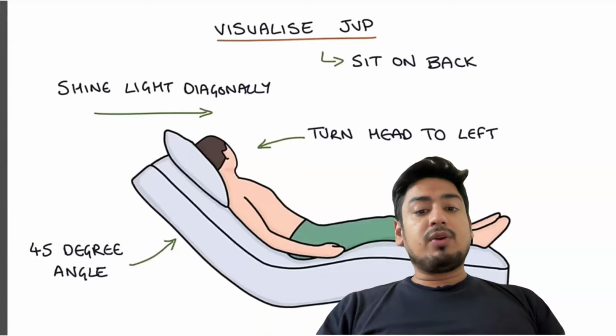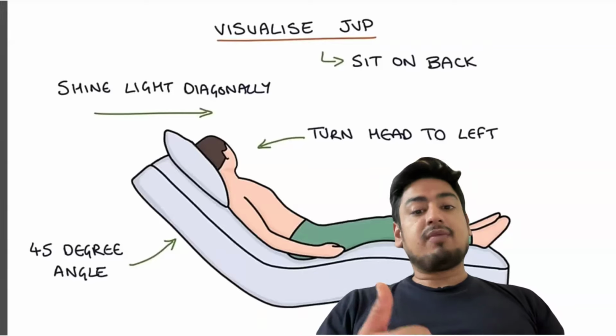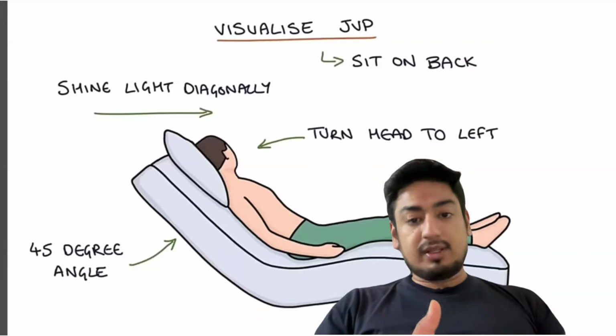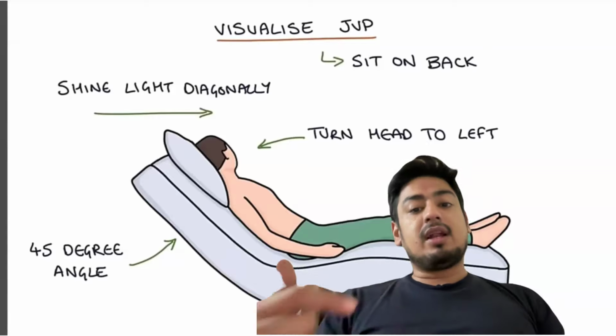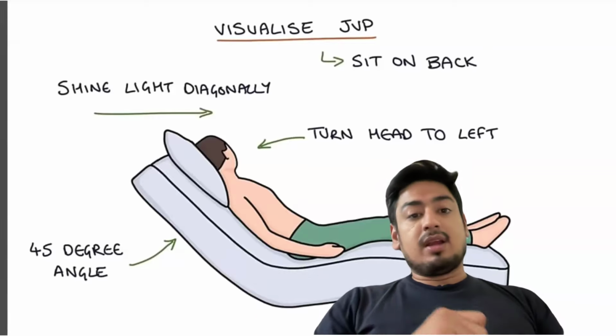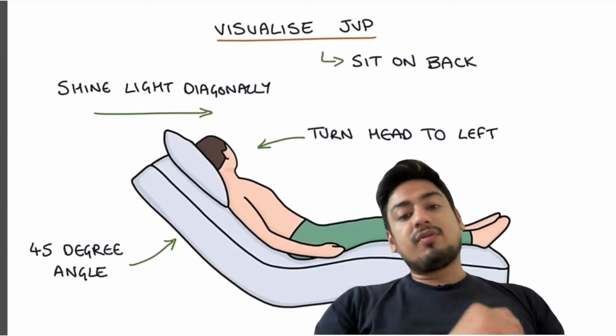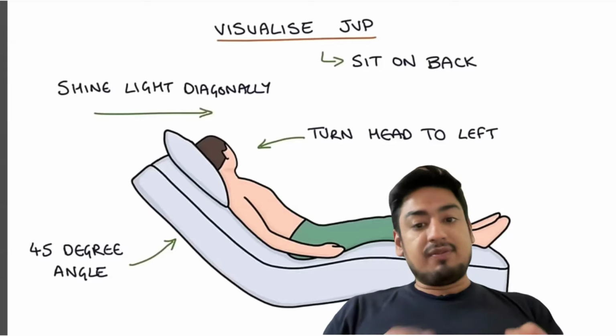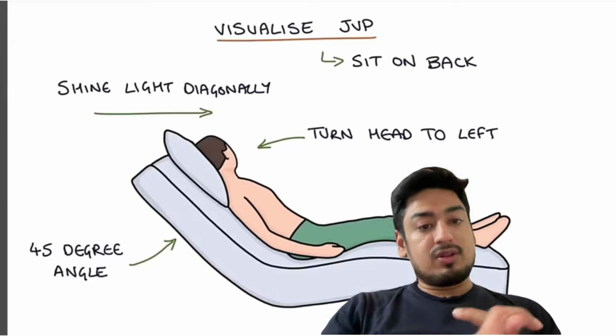Now what you have to do is you have to make the patient lie at a 45-degree angle. That is very important thing. Make the patient turn head to the left. Shine light diagonally at the neck region and then see the height of the JVP. You have to see the height, one thing, and you have to see the waves also.